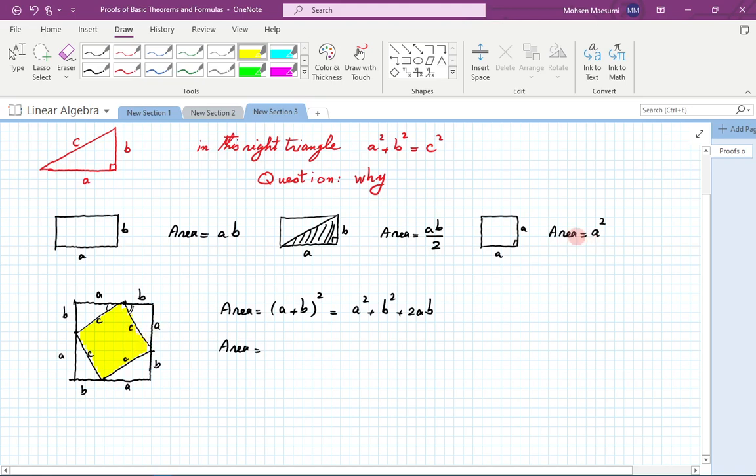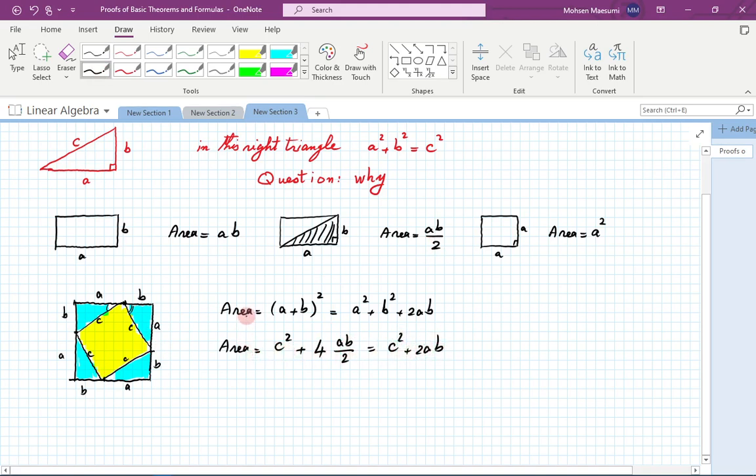So we agreed to show that by C squared plus, well, I have 4 copies of this triangle. Let me see if I can color it right. So I have 4 triangles, each of them of area AB over 2. So that becomes C squared plus 2AB.